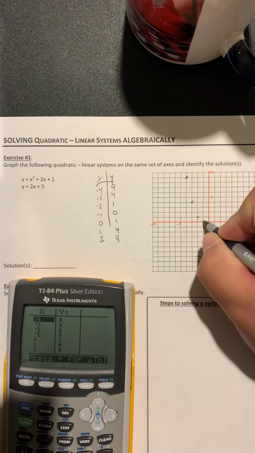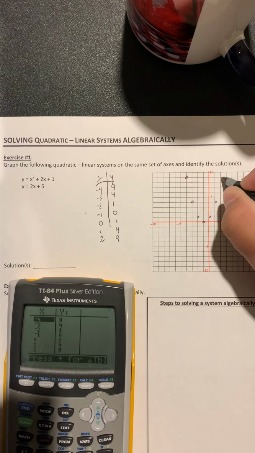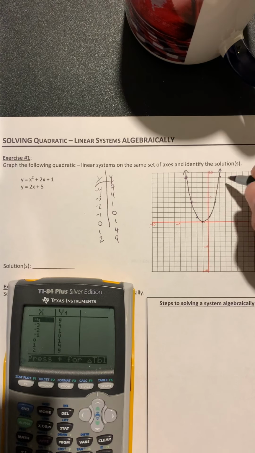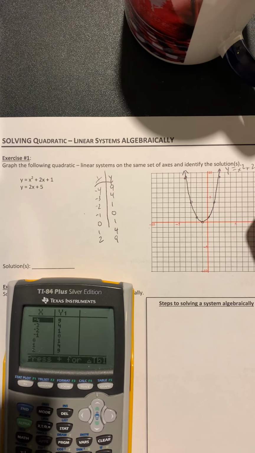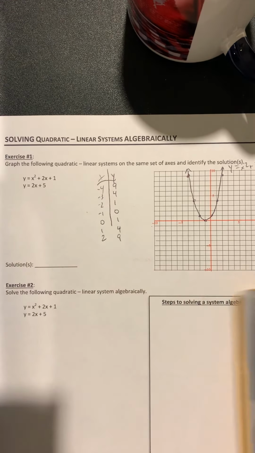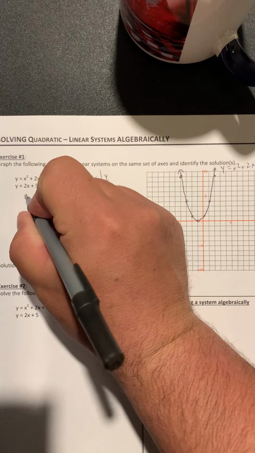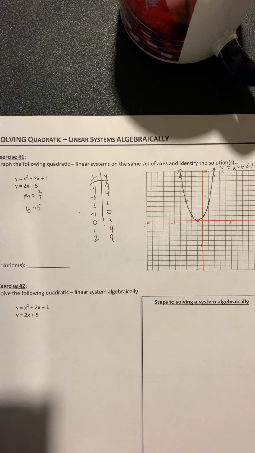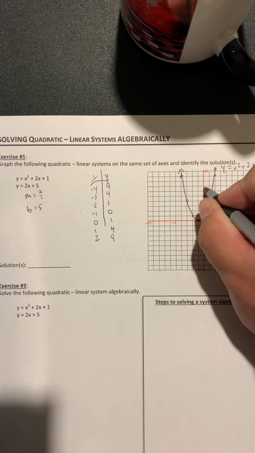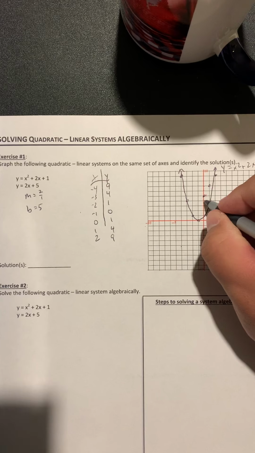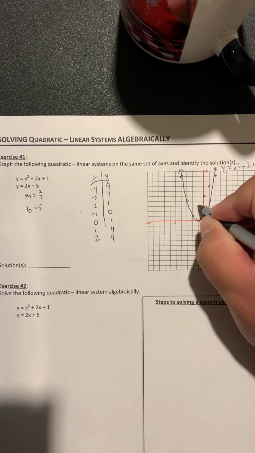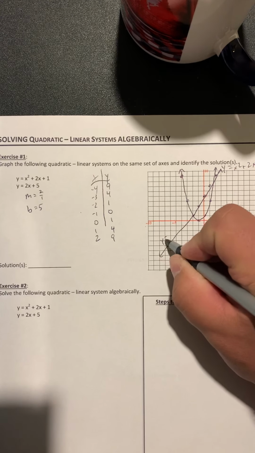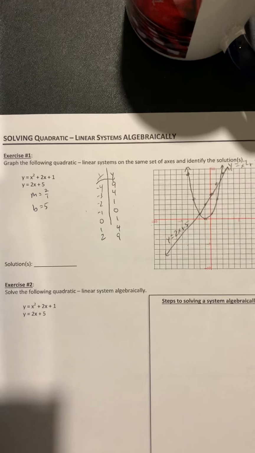Draw your nice U quadratic. y equals x squared plus 2x plus 1. I labeled it. And now I'm going to graph the line. My slope is 2 over 1. The y-intercept is 5. So I start at 5. Up 2, right 1. Up 2, right 1. I also go down 2, left 1. Down 2, left 1. There are my intersection points. And I label my graph.